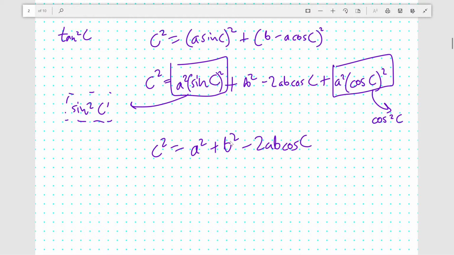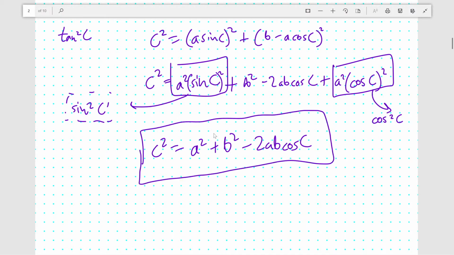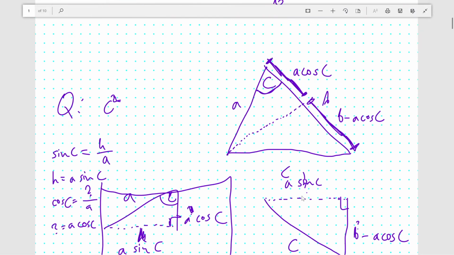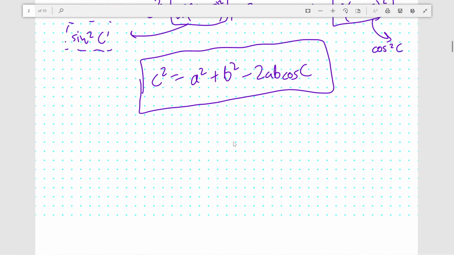A squared plus b squared minus 2ab cos c. Alright, so that might be harder to remember than the sine area rule, but this, unlike the sine area rule, this formula is available in the information booklet at the start of your exam. And you can use the cosine rule to do all sorts of cool things.